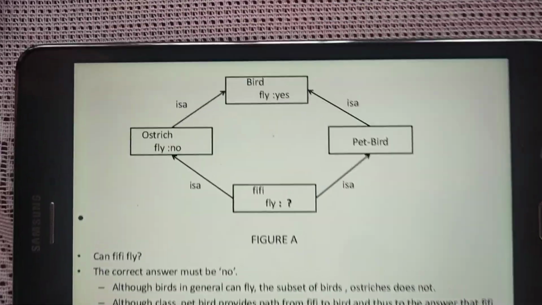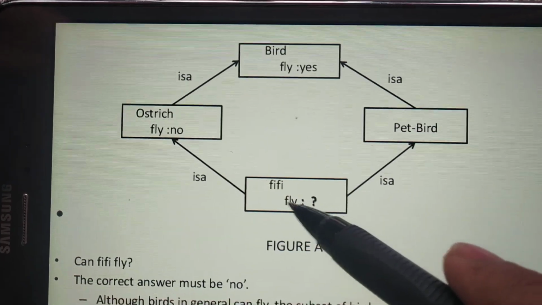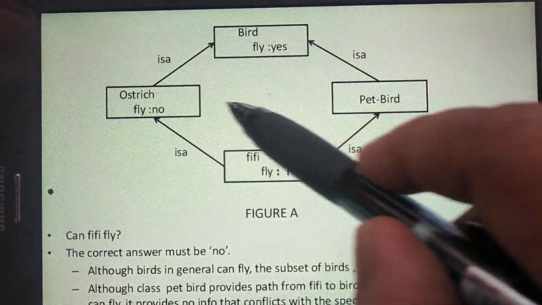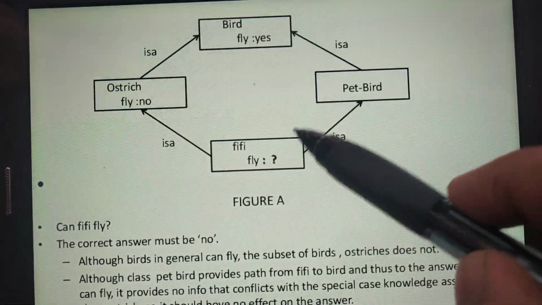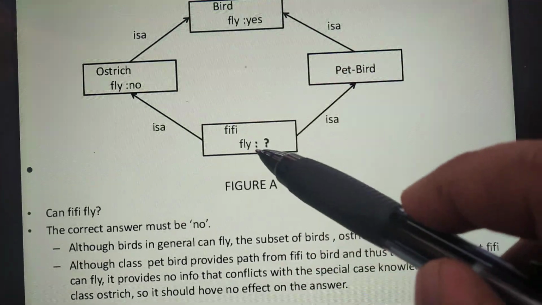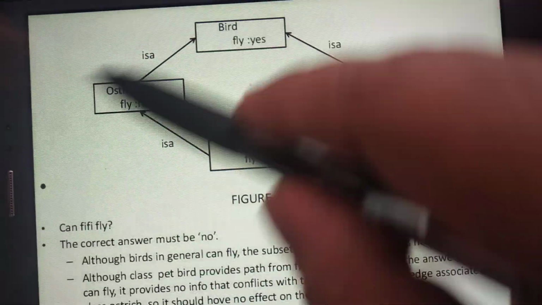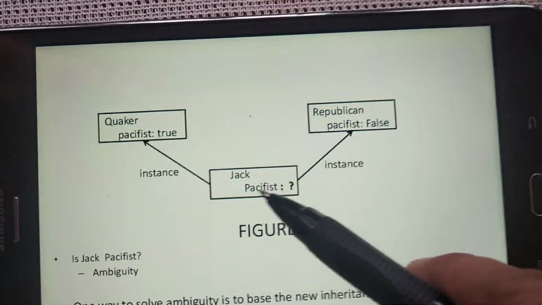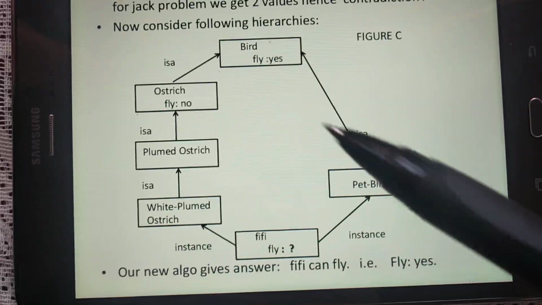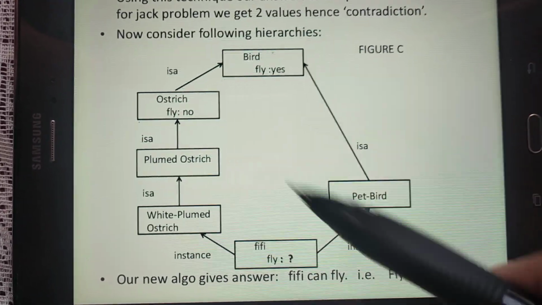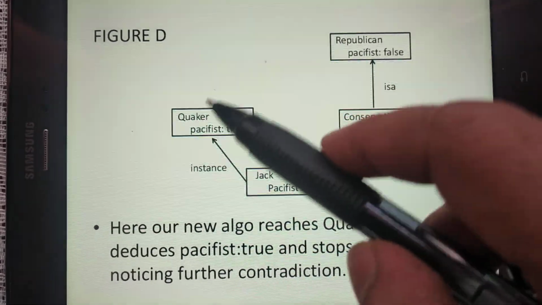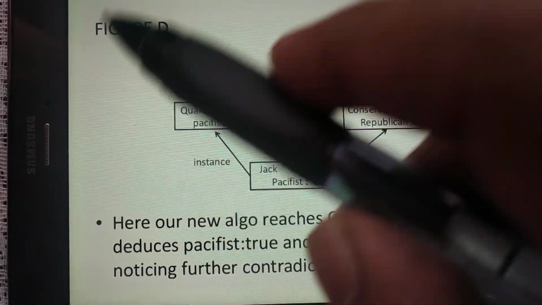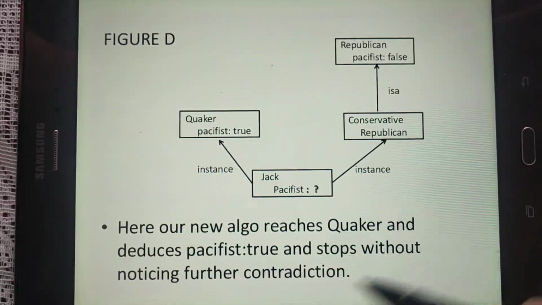Whereas here the path length algorithm, after exploring the first child, gets the answer fly equal to no, so it does not wait to expand the next child at the same level. So the answer of this is no. So for this, the path length algorithm gives the correct answer, but for this it does not. The answer should be ambiguity, but the algorithm gives true. For this, the answer should be no, but the algorithm gives yes. And for this also, the answer should be ambiguity, but the algorithm says Jack is pacifist. So there is some problem with this algorithm and we need to modify it.